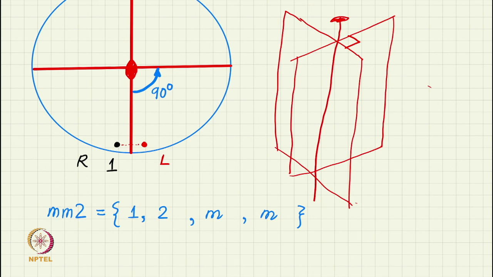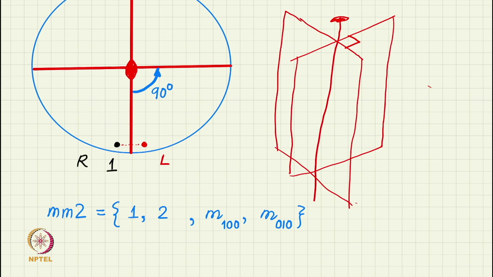Since there are 2 mirrors, we can't designate both of them by M. So, the standard way of designating mirrors is to designate them by their plane normals. Here one of them is normal to the x axis, so we can call it M100, and another one is normal to the y axis, we can call it M010. For the two-fold, there is no confusion, because there is only one two-fold.